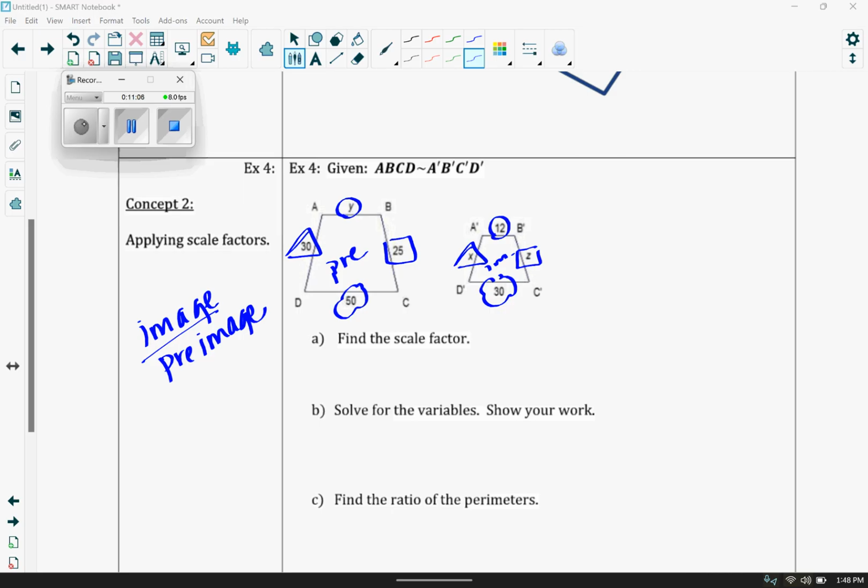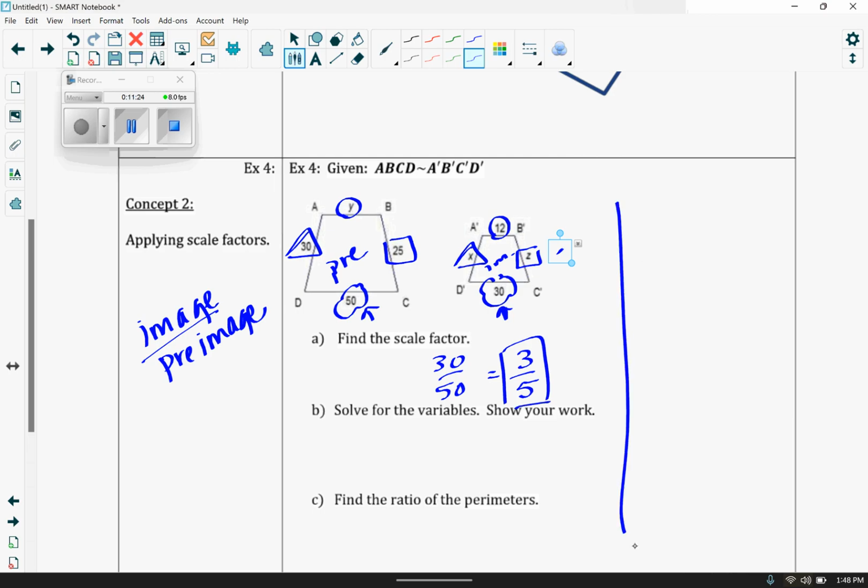All right, so finding the scale factor, image over the pre-image. We're going to go with the ones that have numbers. There's a number on the 30 and there's a number on the 50. So we're going to do 30 over 50, which is going to reduce to 3/5. Over here on this side, that's where we're going to do your work, because we're going to solve for each of the variables. Variables that we're looking for are X, Y, and Z.